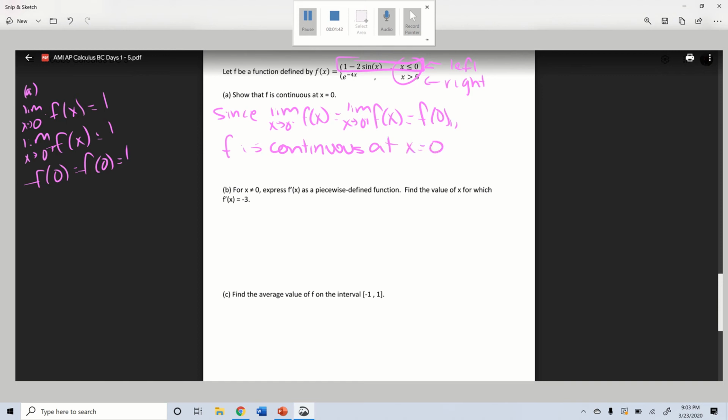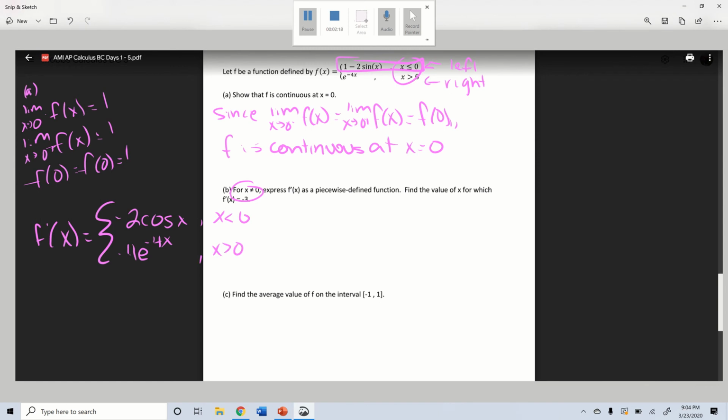Now for part B, we want to find f prime of x first. So f prime of x is literally just going to be taking derivatives. The derivative of 1 is 0. The derivative of -2 sine is -2 cosine x. And that is going to be for values that are less than 0, because it specifies here it's not equal to. For the second part, we'll do chain rule. The derivative of e is itself. Then we multiply by the derivative of the exponent. And that's for values greater than 0.